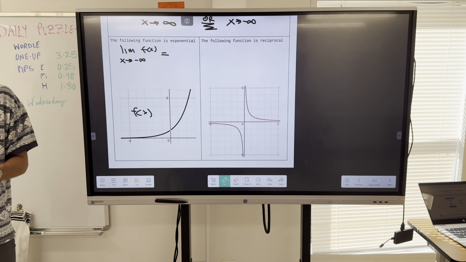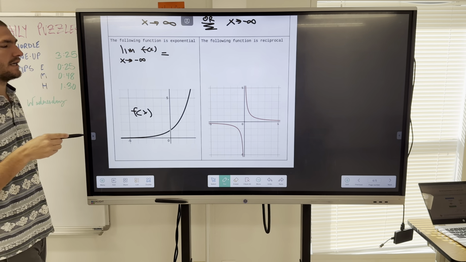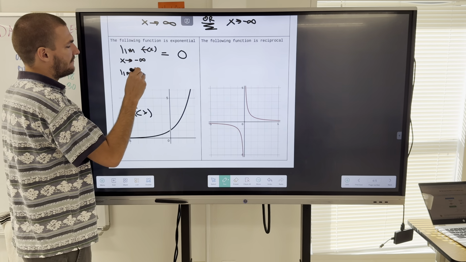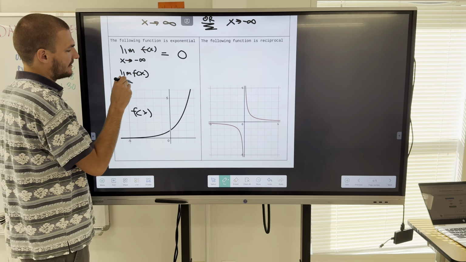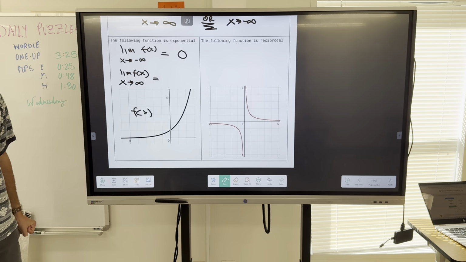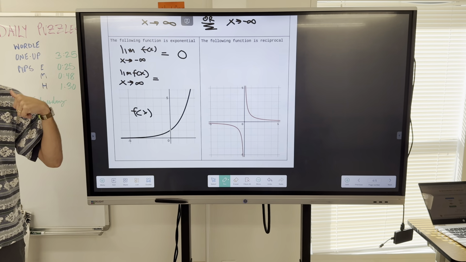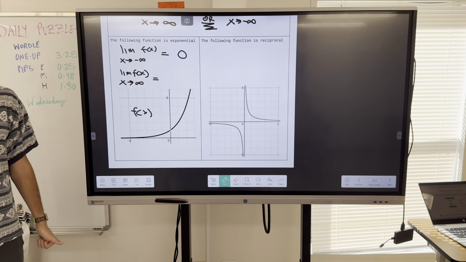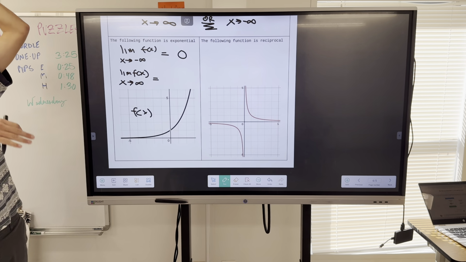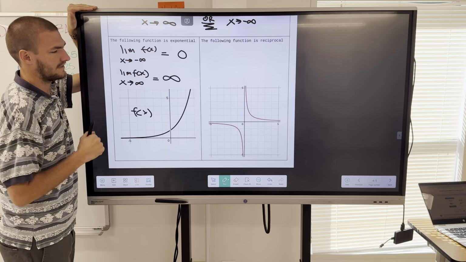Okay? Remember, limits are just make a prediction. Is it obvious where it should be going? Yes. 0. What about the limit of f of x as x approaches positive infinity? What do we think about that one? Where's this line going? It's going up. It's going up forever. If x gets bigger, it goes up even more. The answer here is infinity.